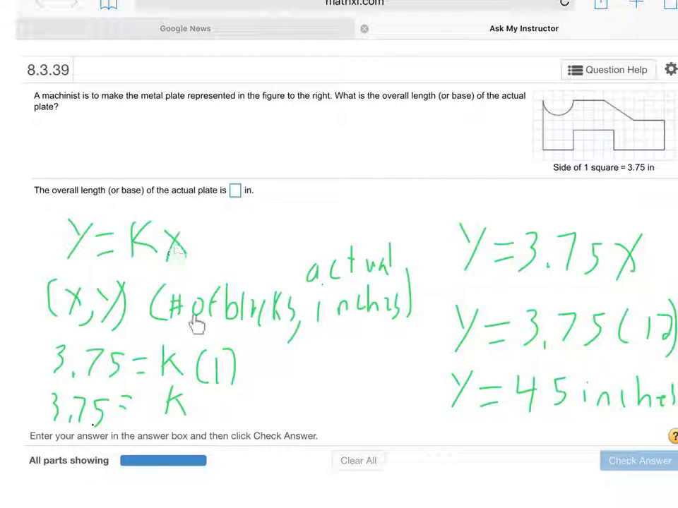And so we're talking about one block is 3.75 inches. So the value of k is 3.75. And so the equation, putting in k here, is y equals 3.75 times x. So you put the number of blocks in, you multiply it by 3.75, and that'll give you the length. So this is 12 blocks here. We multiply it by 3.75, and I believe that's 45 inches, is how long this will actually be.